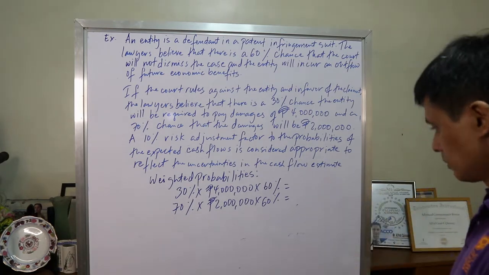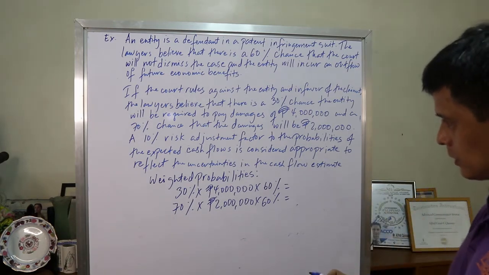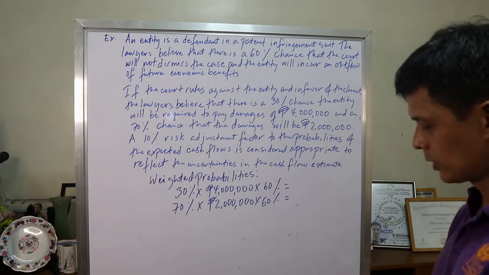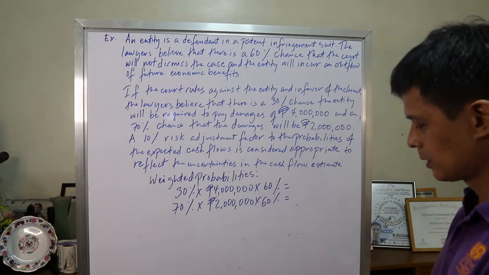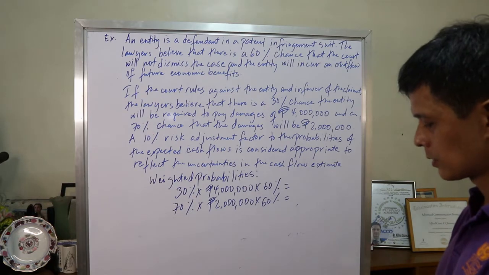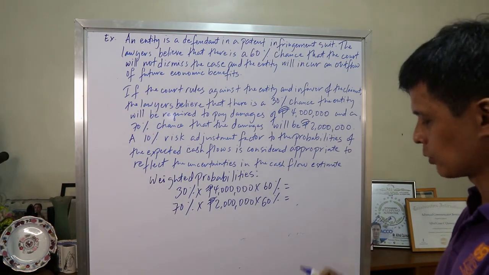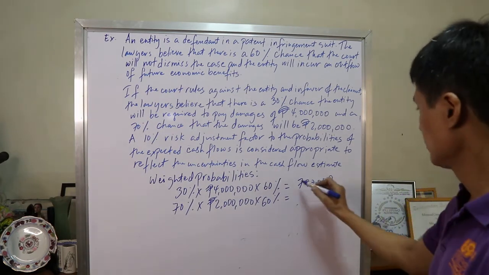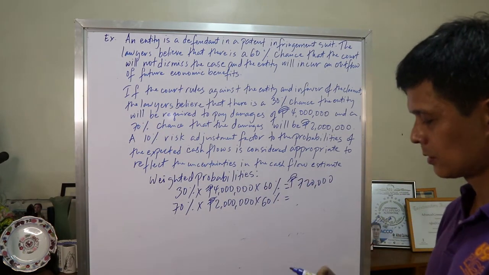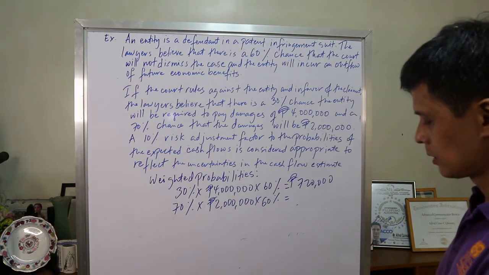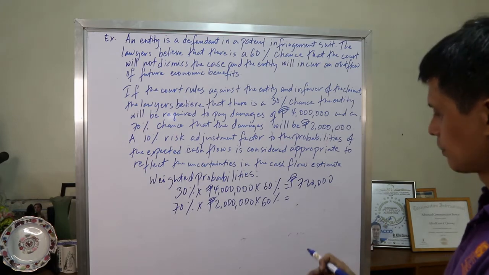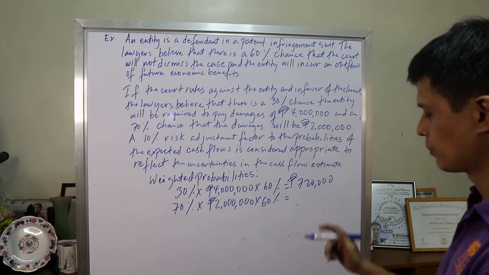I hope you can see it, no? Medyo maliit yung whiteboard, no? Pero, well, pagkakasya naman, 0.3 times 4 million times 0.6. So, that will be 720,000. You can compute with me. Okay, so this one, sige nga, 0.70 times 2 million times 0.60. So this will be 840,000.